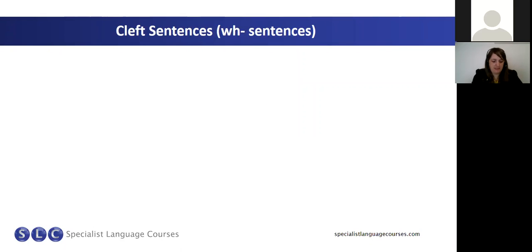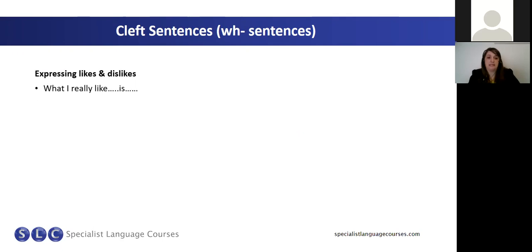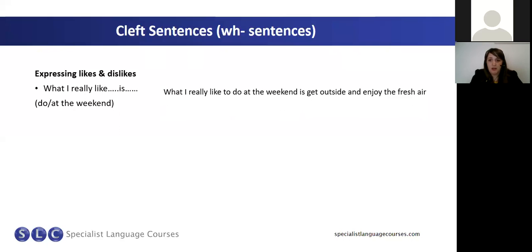We're going to practice making some sentences with what. So we're going to look at talking about likes and dislikes, something that comes up a lot in the IELTS exam, part 1 and part 2. We're going to start our sentence with what I really like is. Our topic for today for this sentence is what you do at the weekends. So let's look at my example sentence. What I really like to do at the weekend is get outside and enjoy the fresh air.